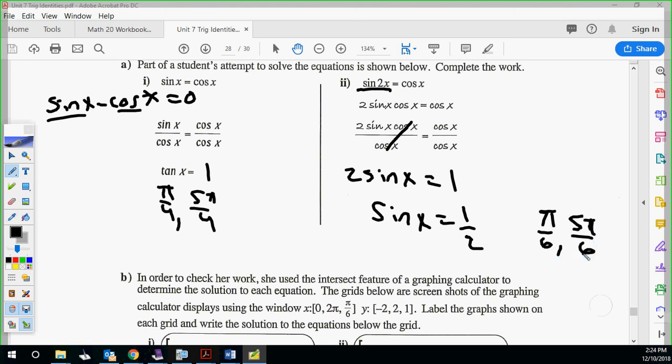Now, what's the problem with this? We only got 2 solutions, but how many were we expecting? Yeah, exactly. We're expecting 4. Why are we expecting 4? Because the sine curve's happening twice as fast. So that intersection with cosine is going to happen in twice as many spots. Okay? So this isn't completely valid, and we're going to show why here in a second.